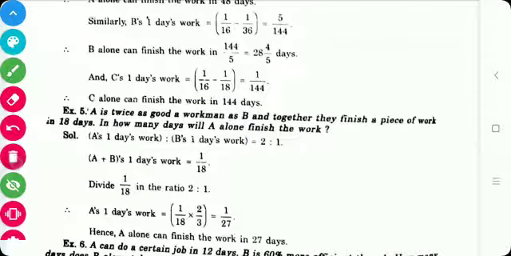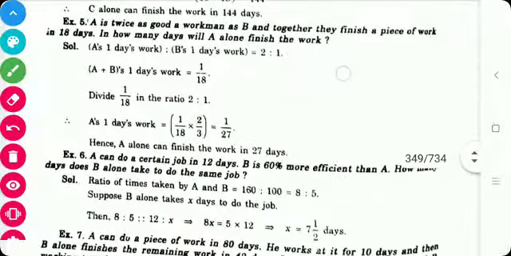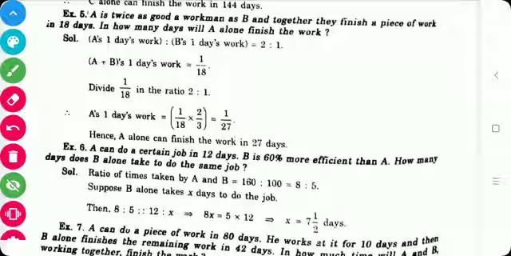Okay. Now the next problem is problem 5. A is twice as good a workman as B and together they finish a piece of work in 18 days. So in how many days will A alone finish the work? So we will write the ratio of A's 1 day work and B's 1 day work as 2:1, as A is twice as good a workman as B.